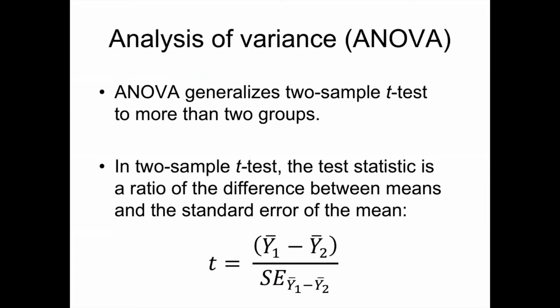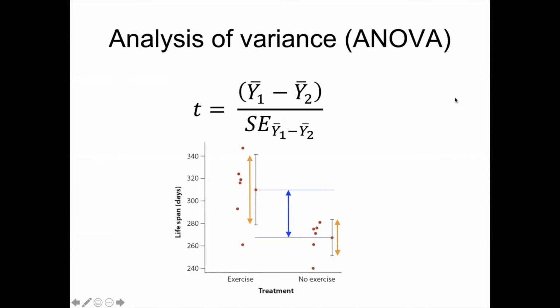If you recall, our test statistic for a two-sample t-test involved a calculation of the difference between the two sample means divided by the standard error of the mean. So in this sense, then, we're estimating the magnitude of differences among means relative to the amount of uncertainty we have in our calculation of each of those means.